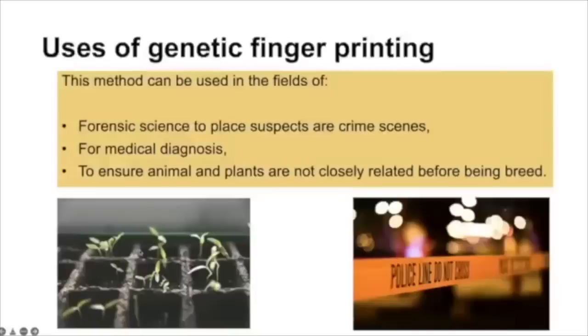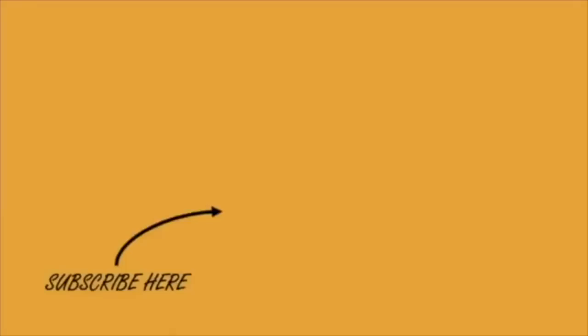Now, another set of uses are, we've talked about the forensic science, but it could be used for medical diagnosis. So to identify, do you have a particular sequence of DNA that's linked to a genetic illness? Or it could be used to identify how closely related individual animals or plants are before you breed them together, to make sure that you're not going to be doing any inbreeding and therefore potentially passing on harmful recessive alleles. So that is it, topic 8 in a nutshell.